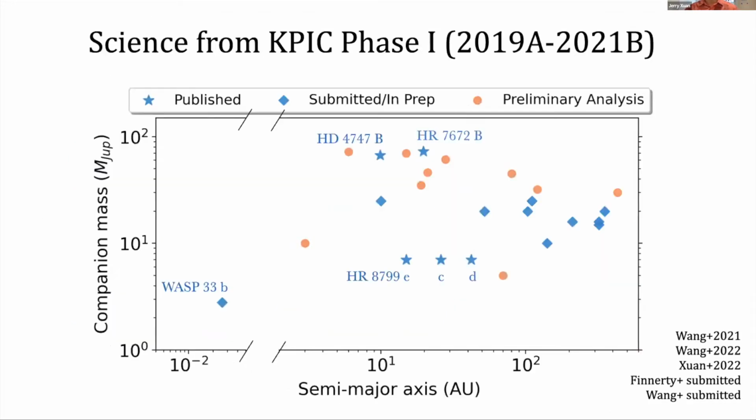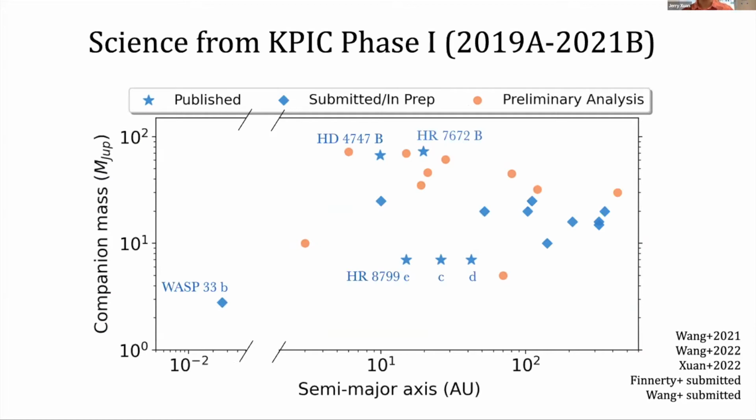And in phase 1, we've successfully achieved a lot of our science goals. I'm showing a summary of the objects that we've detected in phase 1. There are a lot of objects that have been published or are being published soon. Together, this sample covers a very large range in companion mass and semi-major axis.